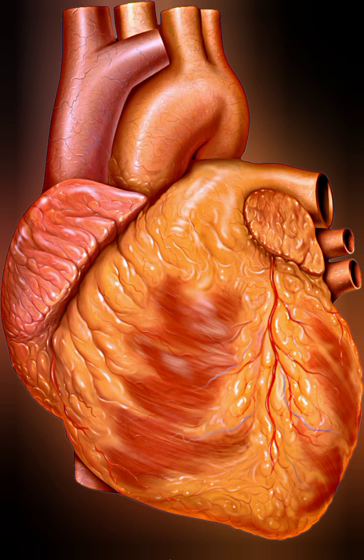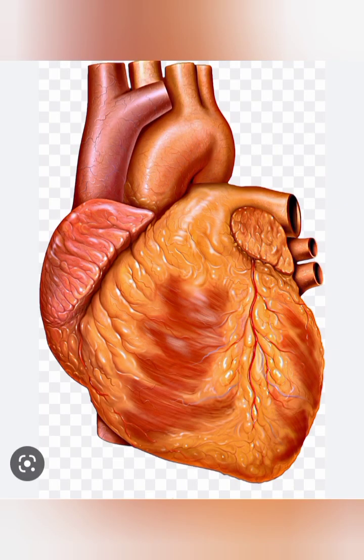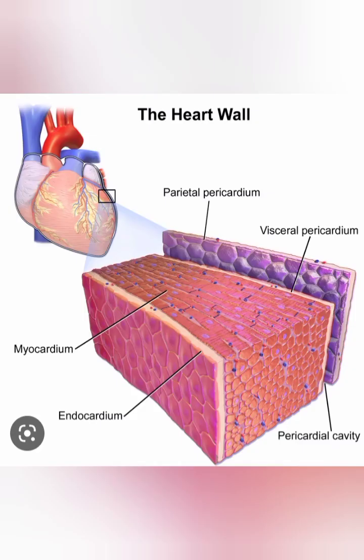Cardiovascular system. The cardiovascular system consists of the heart. The heart is a hollow muscular organ that lies in the thoracic cavity, that is in the left mediastinal region. The normal weight of the heart is 300 gram, and the function of the heart is to pump blood all over the body.